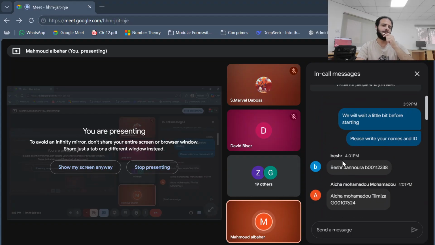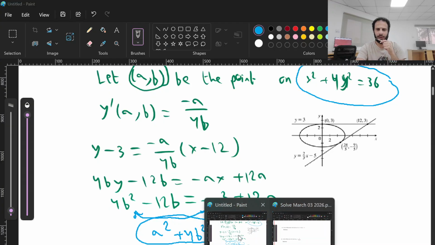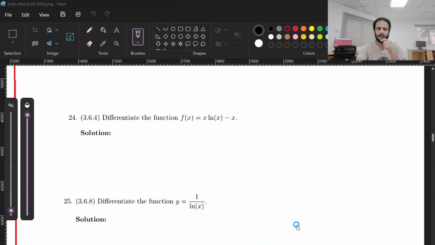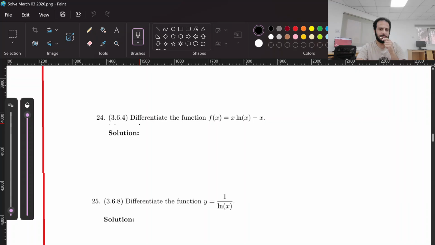Now, Bishop. Do you hear me? Hi, Professor. Yes. I need your help with a problem with this one. Differentiate the function f of x equals x ln x minus x.